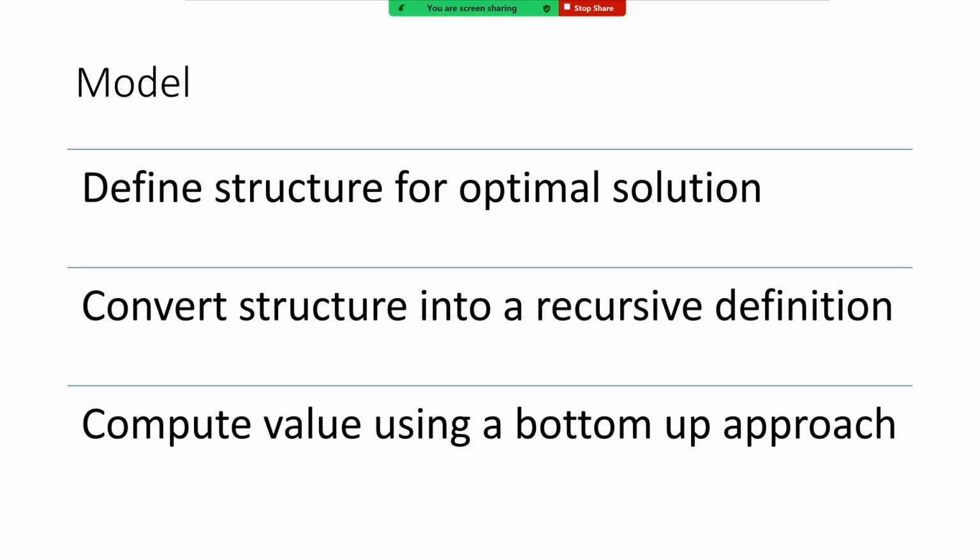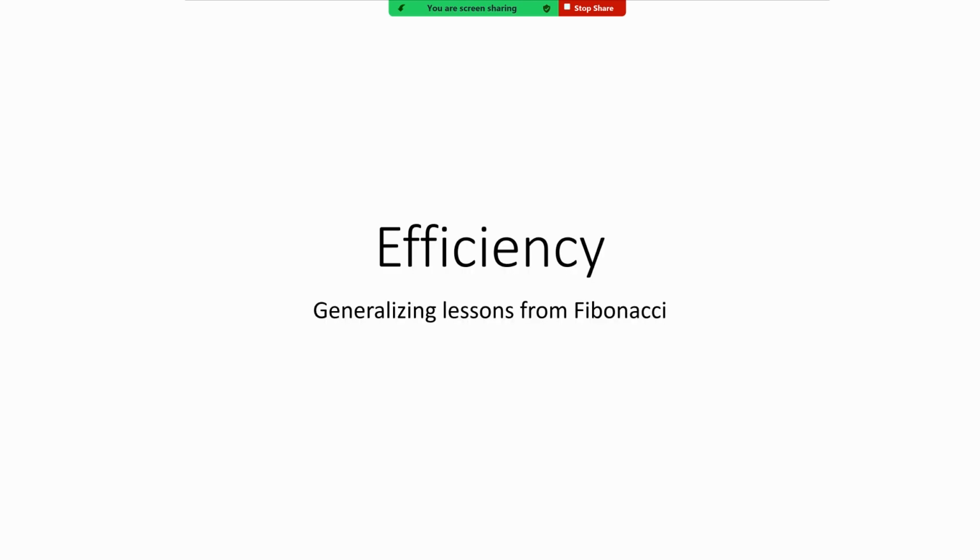Then you convert that structure into a recursive definition, and then you compute the value that you need using a bottom-up approach. So the recursive definition is important because it shows you what is going to be the equation that you'll use for using a bottom-up approach. If you were to generalize the lessons that you've learned from Fibonacci, you have to look at a second example.